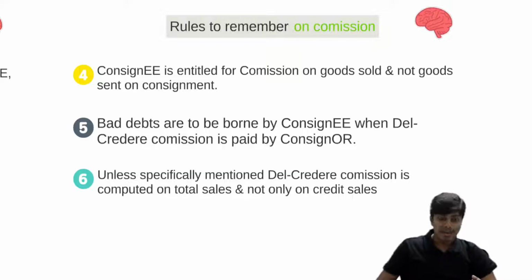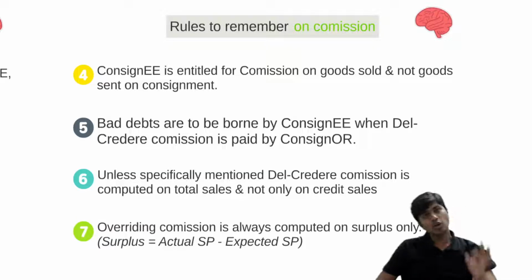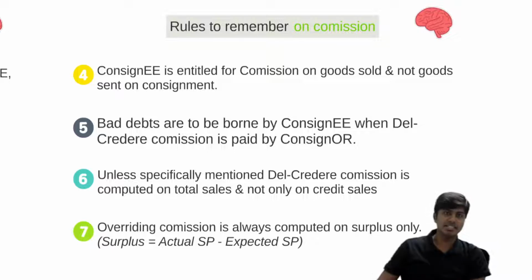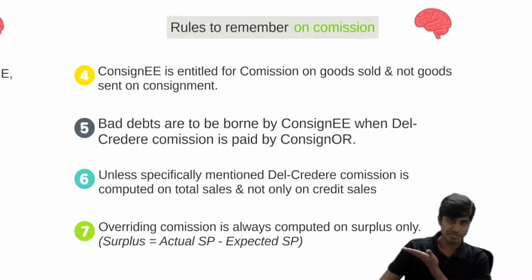And overriding commission is the last point. It is always computed on surplus, that is actual selling price minus expected selling price. It's not given on total sales, it's given only on surplus. These are the points that you should remember when it comes to commission.